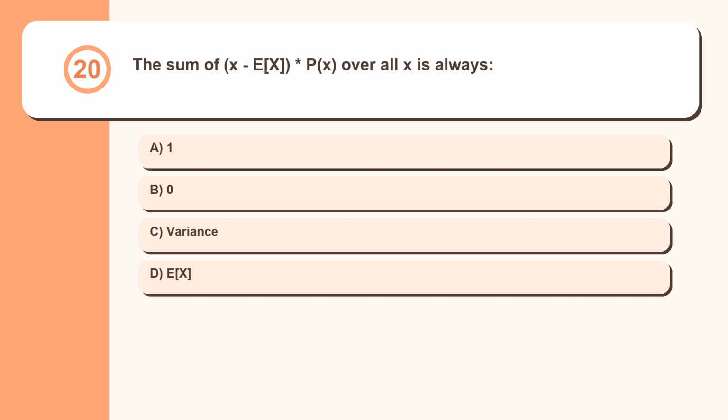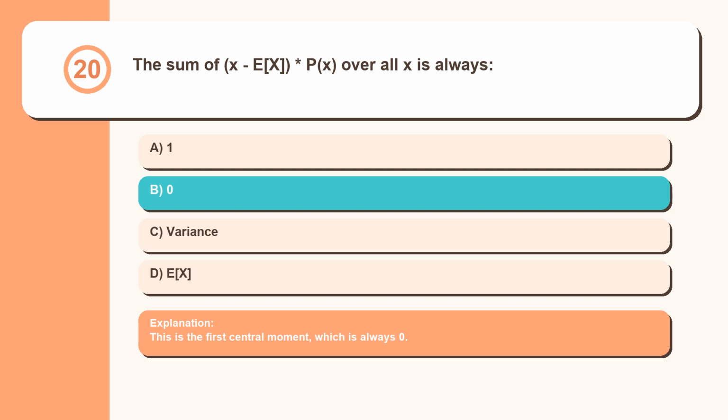Question 20. The sum of (x minus E(X)) times p(x) over all x is always 1, 0, variance, E(X). This is the first central moment, which is always 0.